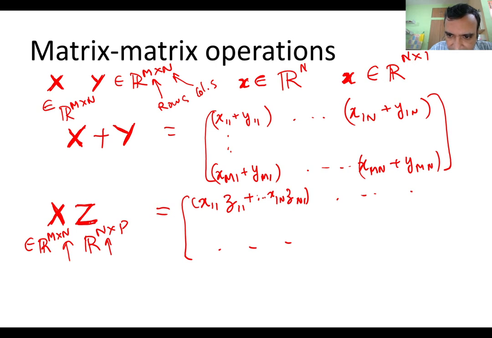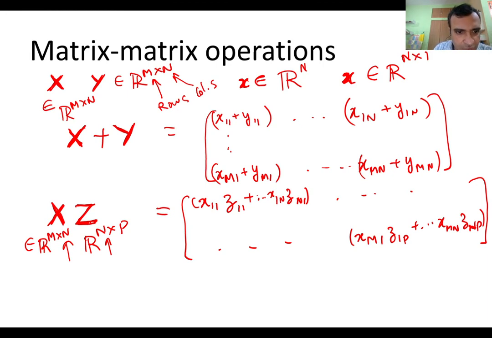And your last element would be the last row, xm1, times the last column of Z. The last column will be the pth column, so this will be z1p, and then you will have xmn and znp, and this will be your matrix. So these are all the elements of the matrix.